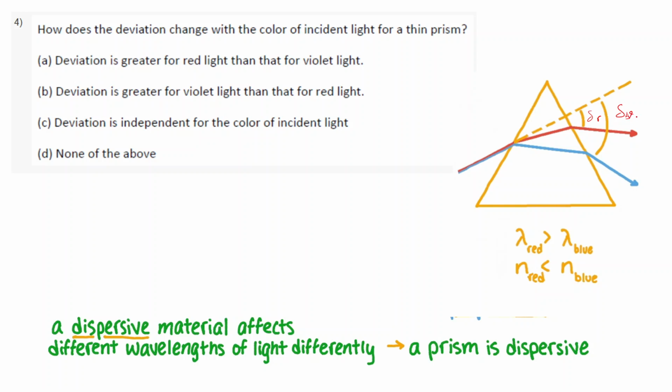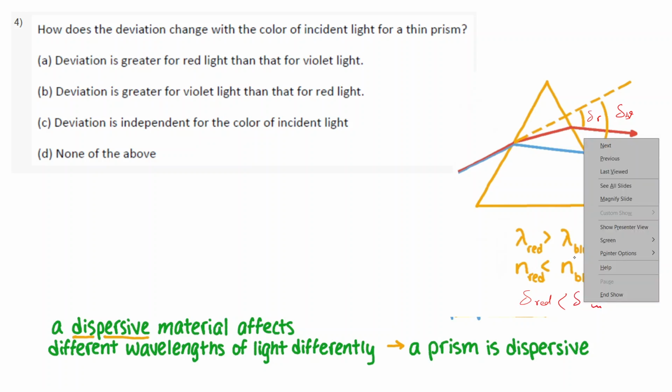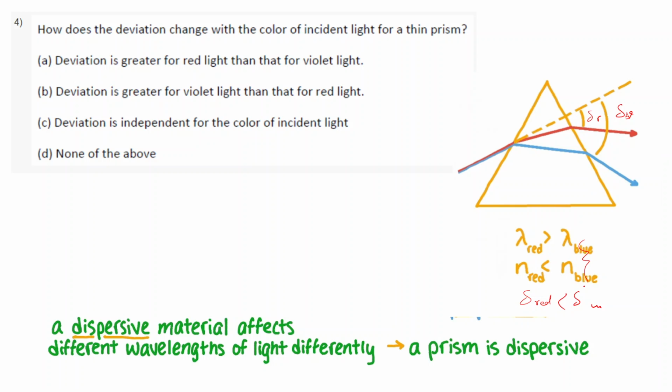In the question they were talking about violet light. So yes, violet light. Because the wavelength is more, refractive index is less, and that's why the deviation is also less. Blue or violet, whatever the question says. And this dispersive property of material, as we see, depends on the wavelength. So for different wavelengths, this dispersion or deviation is different.